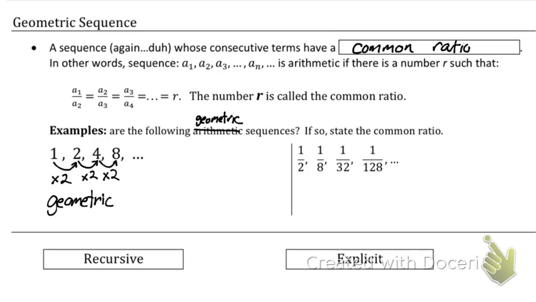And our common ratio, with common difference we use a D. With common ratio, we're going to use an R. So my R equals 2. That's my common ratio.